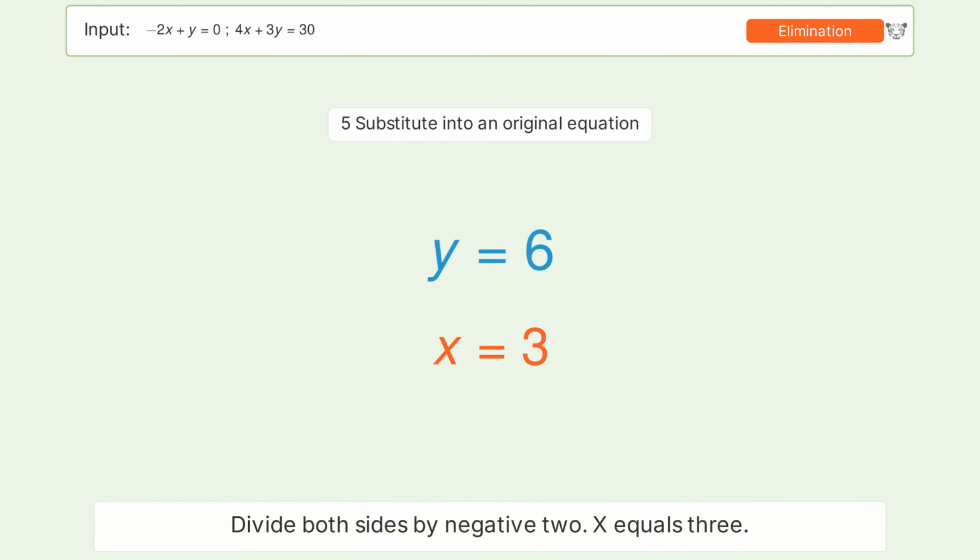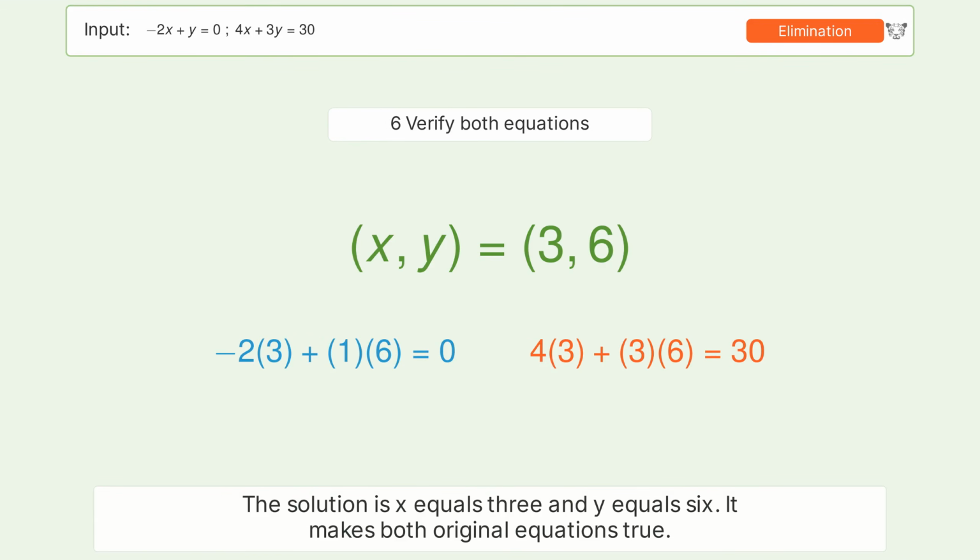Divide both sides by negative 2. X equals 3. The solution is x equals 3 and y equals 6. It makes both original equations true.